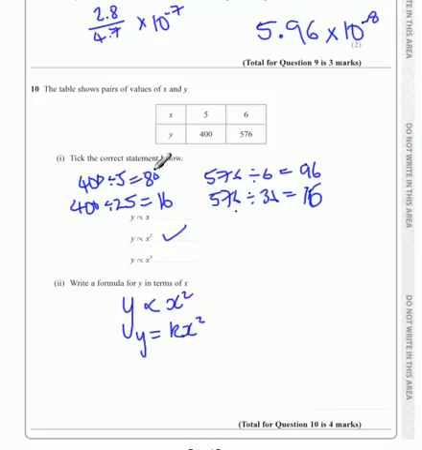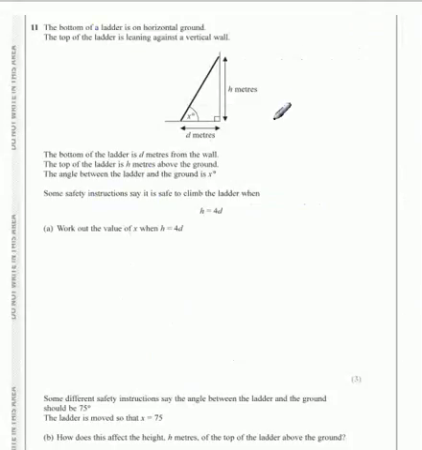Now this value of k is the value that we got here, because that is what we're multiplying by to find y from x. So y equals 16x squared for the formula. In this question, we are looking to find the value of x when h equals 4d. So instead of h there, we are going to have 4d.